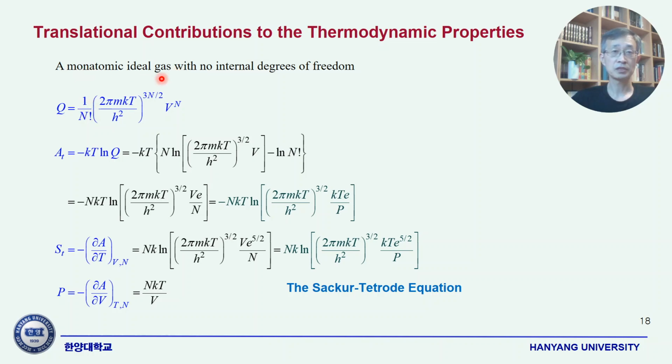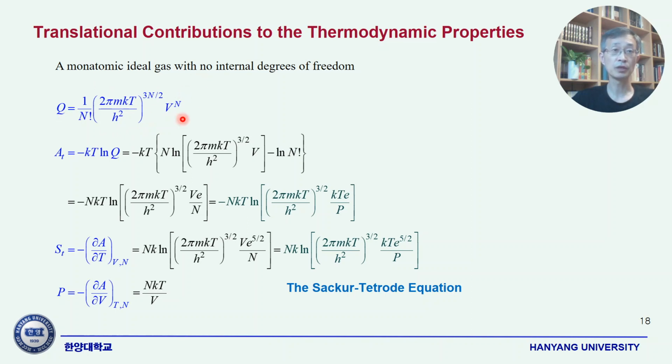So for a monatomic gas like hydrogen atom, it has no internal degrees of freedom. So the translational partition function is just the total partition function for the atomic species. So q itself is (2 pi m kT over h squared) to the 3/2 power times V, the molecular partition function. And then the total partition function for N molecules or N atoms is 1 over N factorial, and that to the Nth power.